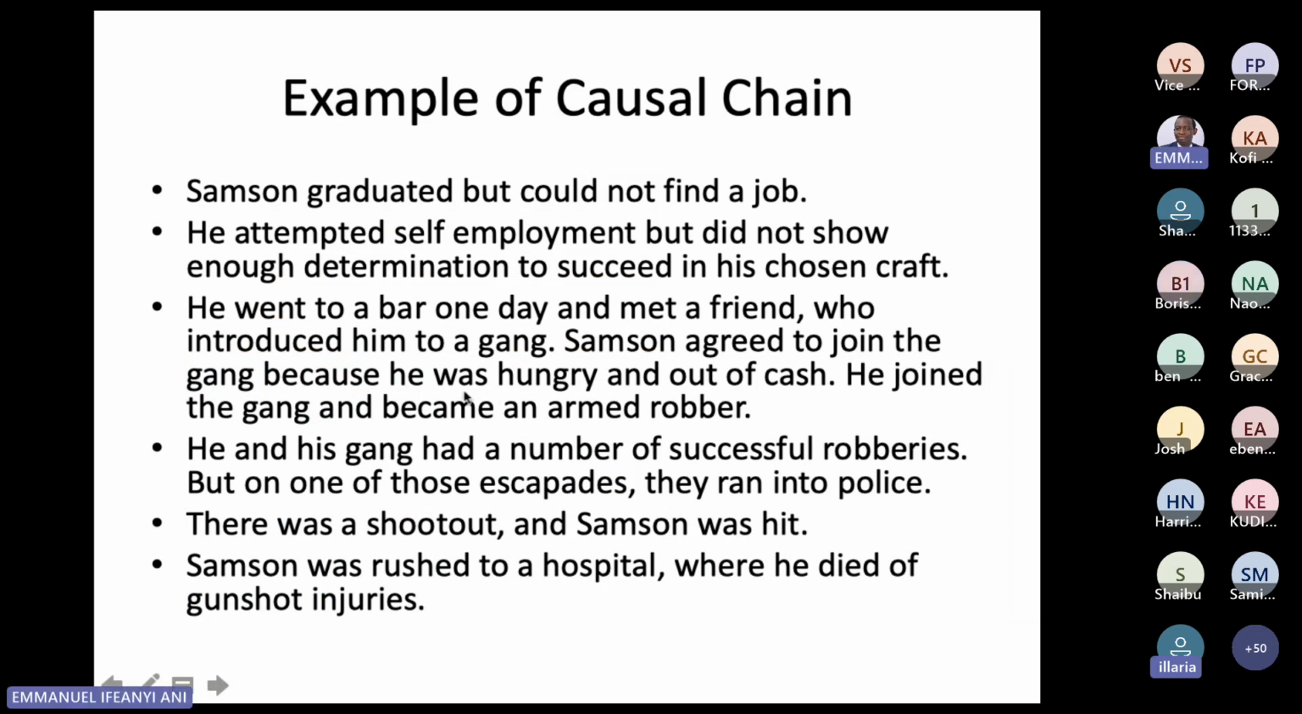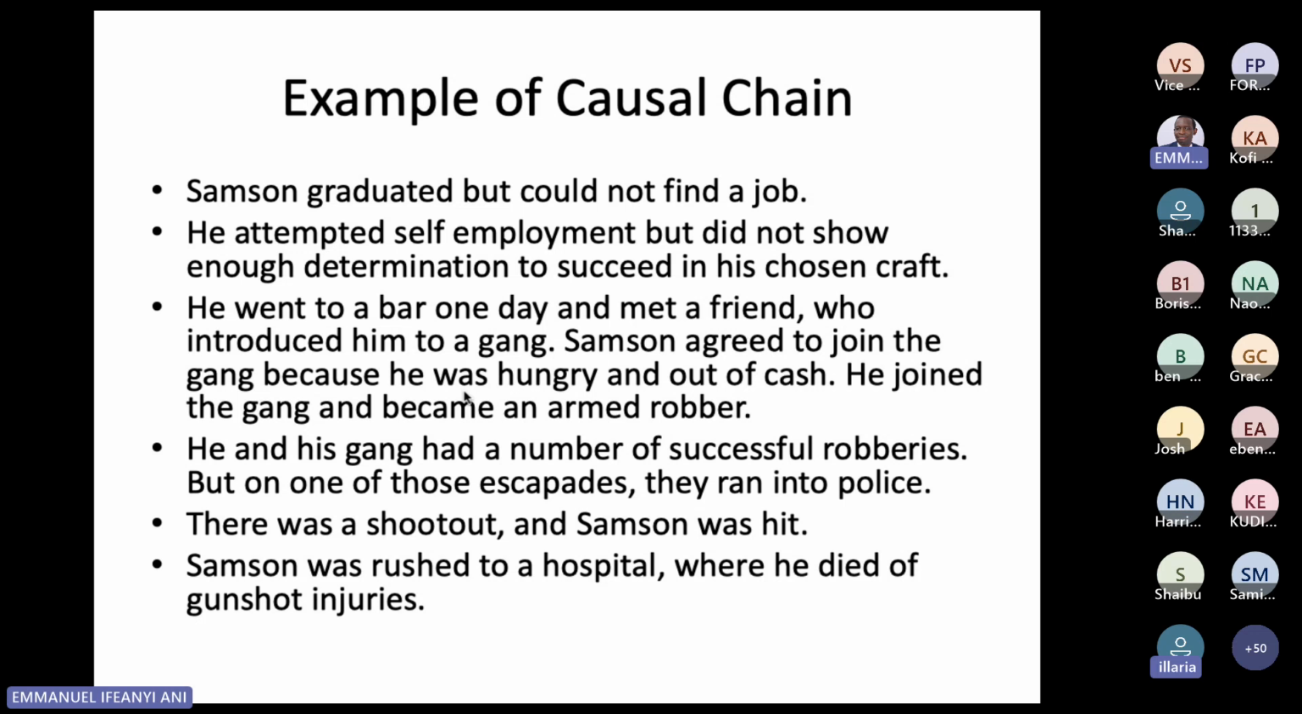We need to see examples of the causal web and causal chain. Let's begin with an example of causal chain. Samson graduated but could not find a job. That's one. Two, he attempted self-employment but did not show enough determination to succeed in his chosen craft. That's two. Then he went to a bar one day and met a friend who introduced him to a gang. Samson agreed to join the gang because he was hungry and out of cash. So he joined the gang and became an armed robber.